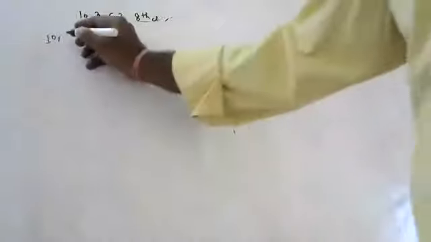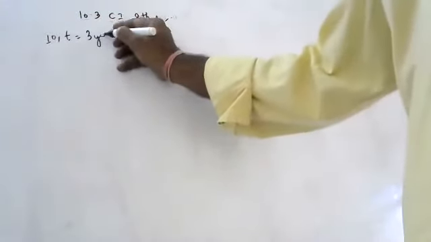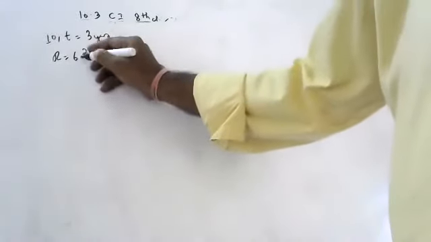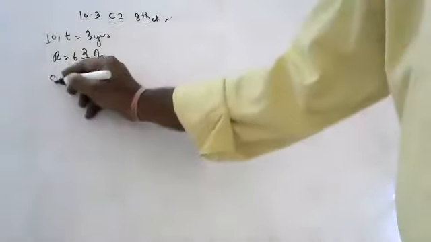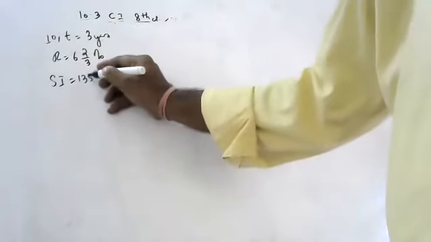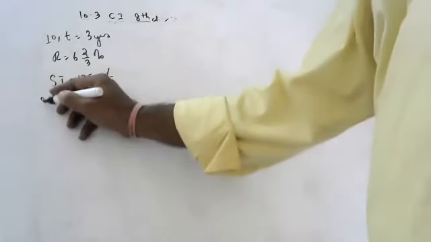The simple interest on a certain sum of money for 3 years at 6 2 by 3% is 13,500. What will be the compound interest on the same sum for the same time? First you find the principal.